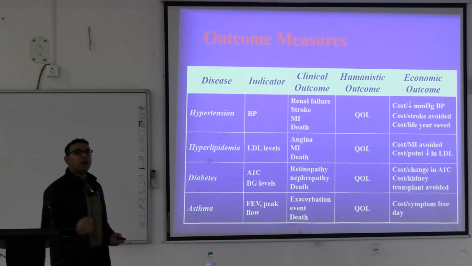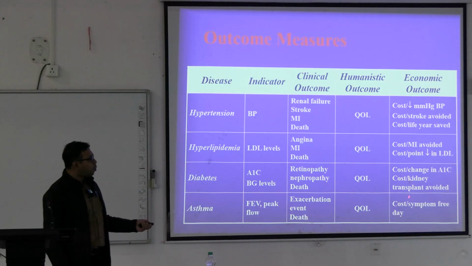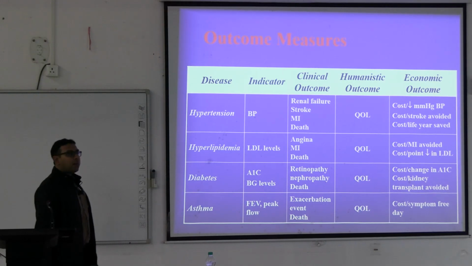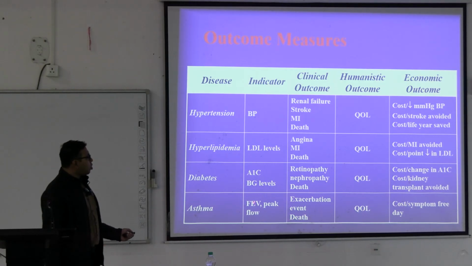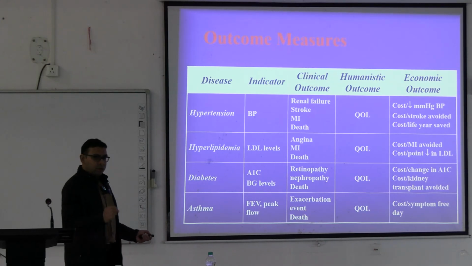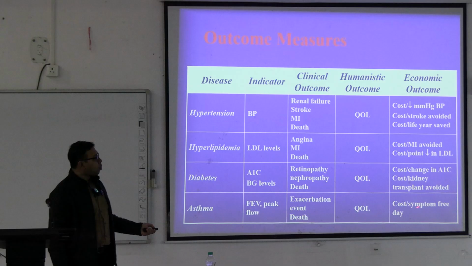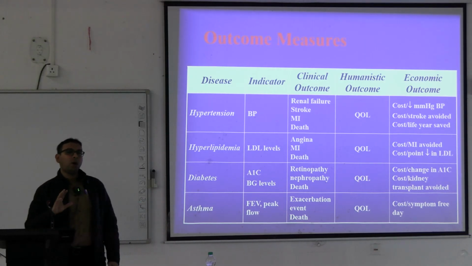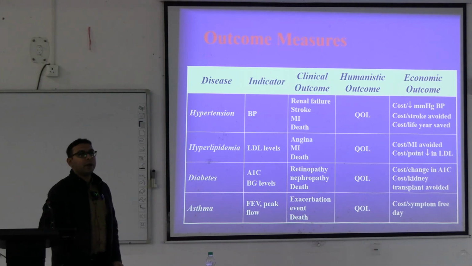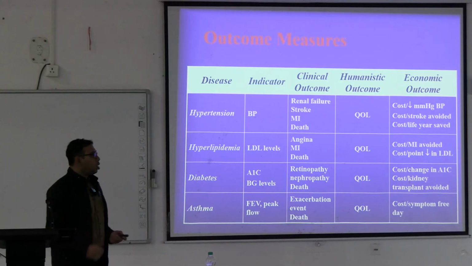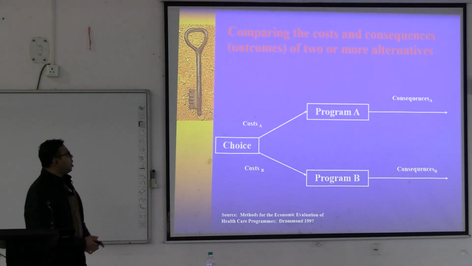That is, 1 degree change in the HbA1c, what will be the cost? Cost per kidney transplant avoided. For example, asthma is similar, it is measured by forced expiratory volume, peak flow meter, etc. can be used. Exacerbation, what are the chances of the exacerbation? This drug is given, another drug is given. So cost per symptom free day, this is needed because asthma ultimately in all of the cases is not life threatening, but ultimately that decreases the quality of life. Because of the asthma, the quality of life is diminished. So again this can be evaluated.